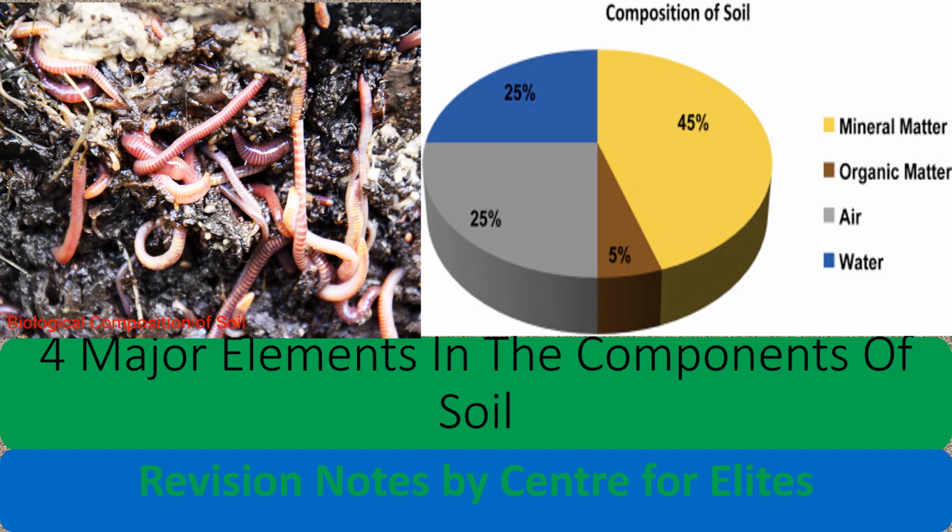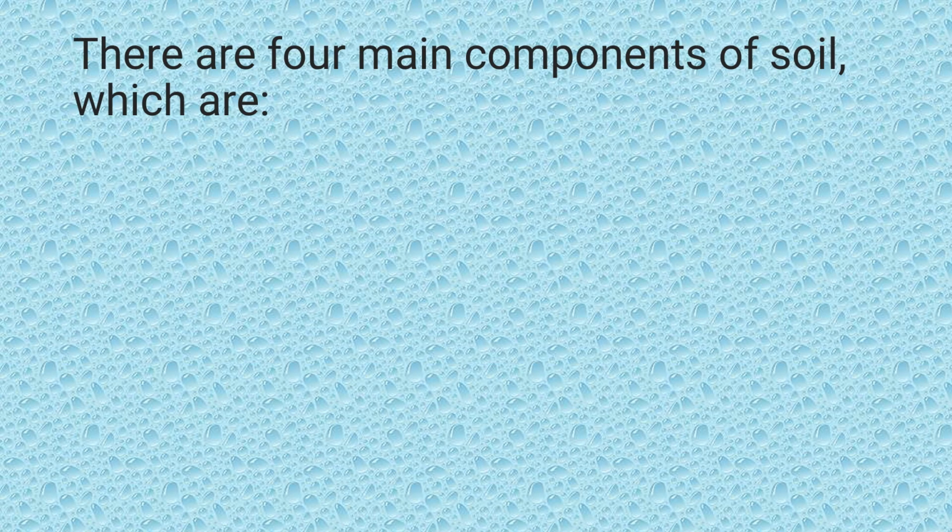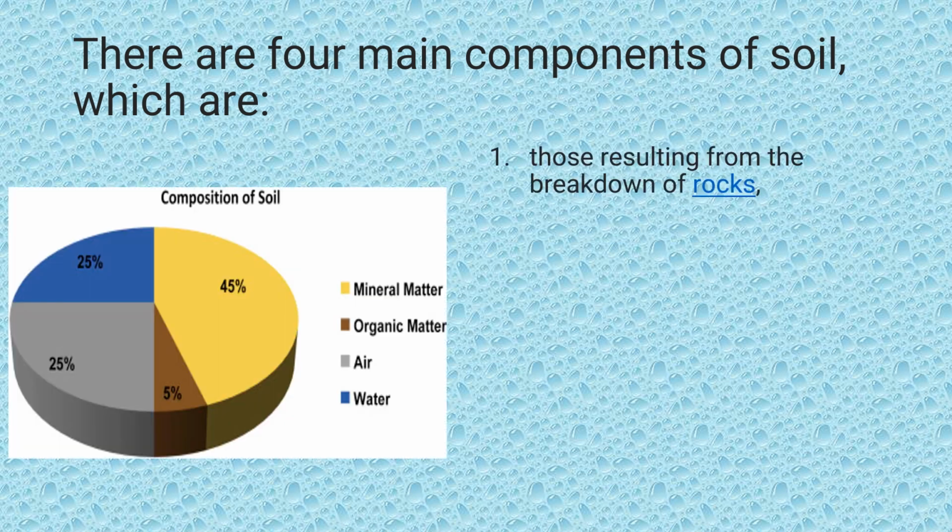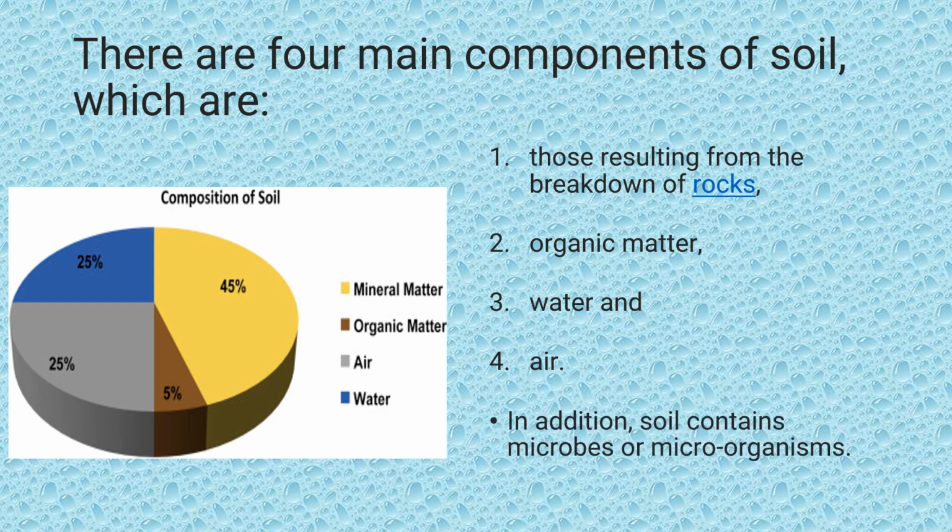Four major elements in the components of soil. Revision notes by Center for Elites. Biological composition of soil. There are 4 main components of soil, which are those resulting from the breakdown of rocks, organic matter, water and air. In addition, soil contains microbes or microorganisms.